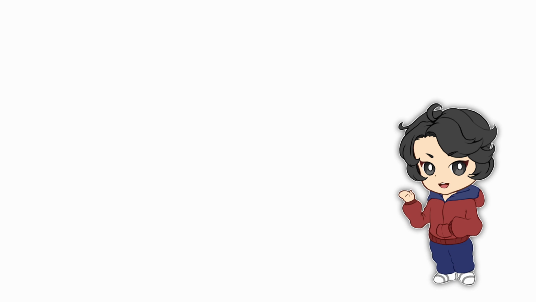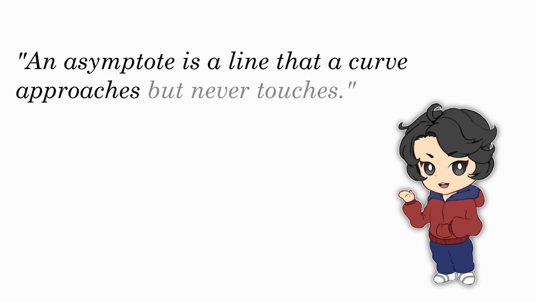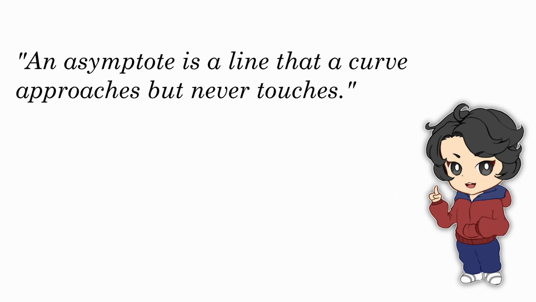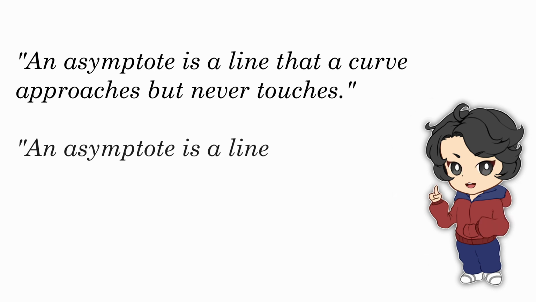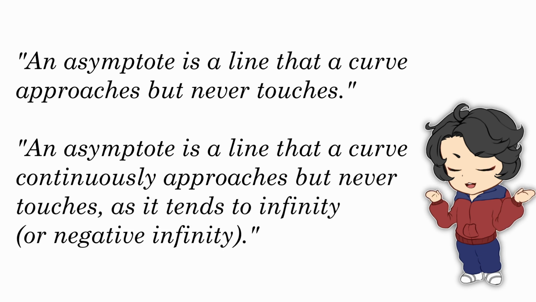The simplest definition you're familiar with is that an asymptote is a line that the curve approaches but never touches. And this is fine if you're in high school or whatever, but for this chapter we'll have to add more conditions over here. A more proper definition would be to say that an asymptote is a line that a curve continuously approaches but never touches as it tends to infinity, or negative infinity.